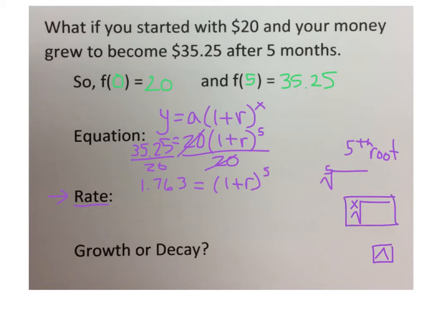Now in order to use that with a 5th root, you'll have to first type in a 5. So you're going to type in a 5 and then that xth root, and that's going to help you take the 5th root of 1.763.